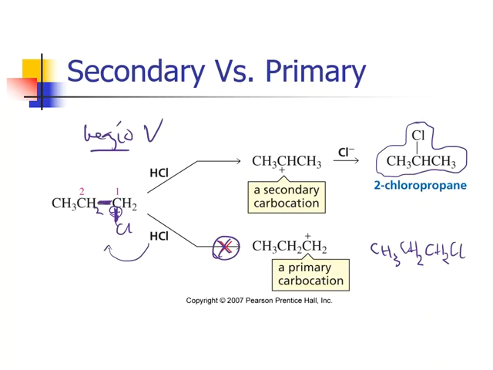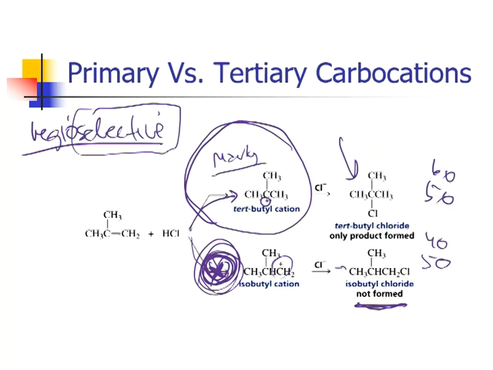In this case, this was a primary carbocation that formed, and that's why they X'd this out. They said, no, this is not going to work. It's not going to form. It's going to have what we're going to call no product formation, to keep it simple. And then here in this example, they did the same thing.